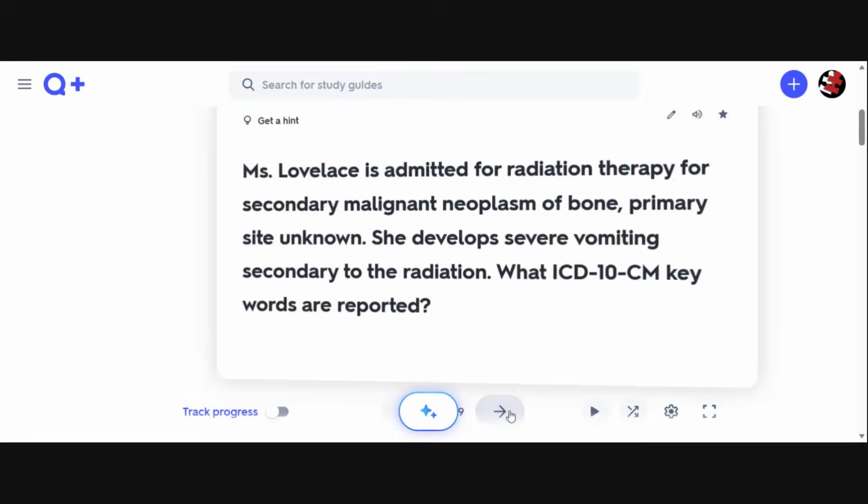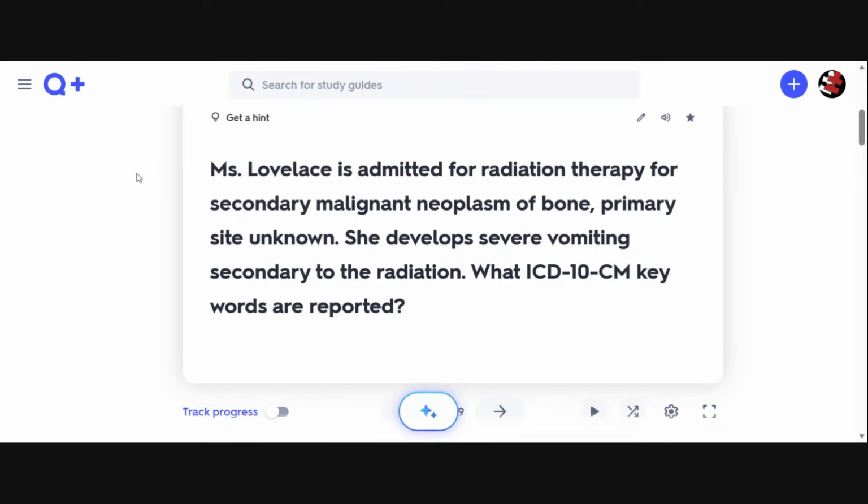Okay. So our last scenario for the night is: Miss Lovelace is admitted for radiation therapy for secondary malignant neoplasm of bone, primary site unknown. She developed severe vomiting secondary to the radiation. So what keywords are we going to be focusing on in this scenario? I'll give you guys a few seconds to solve, and good luck.